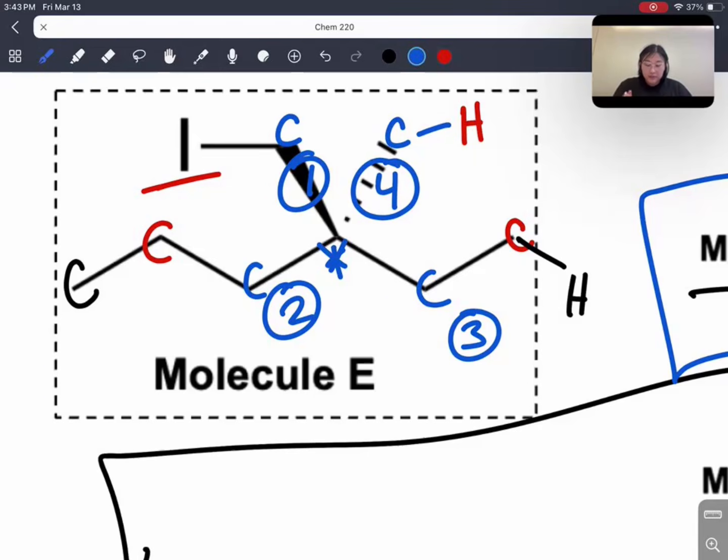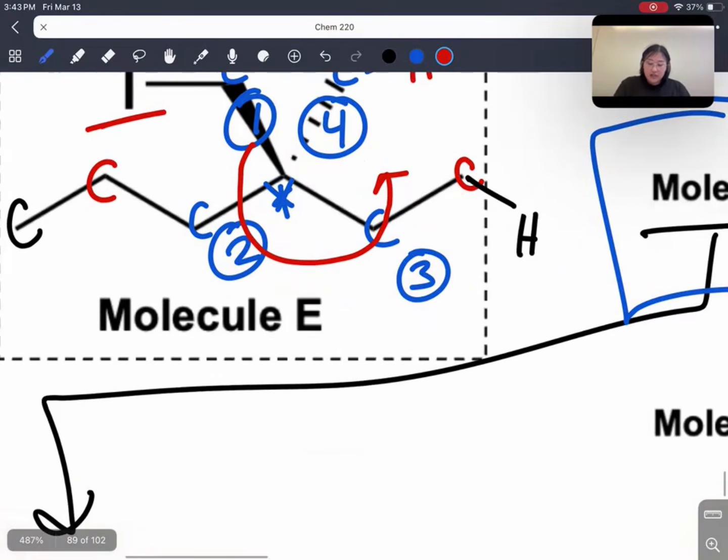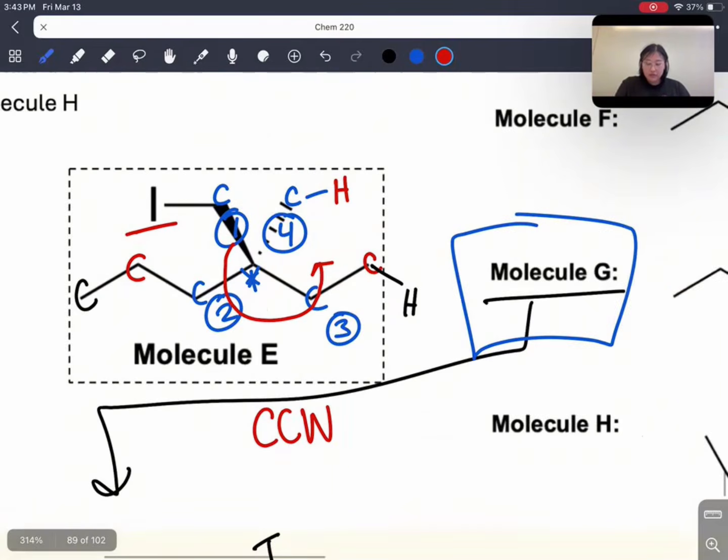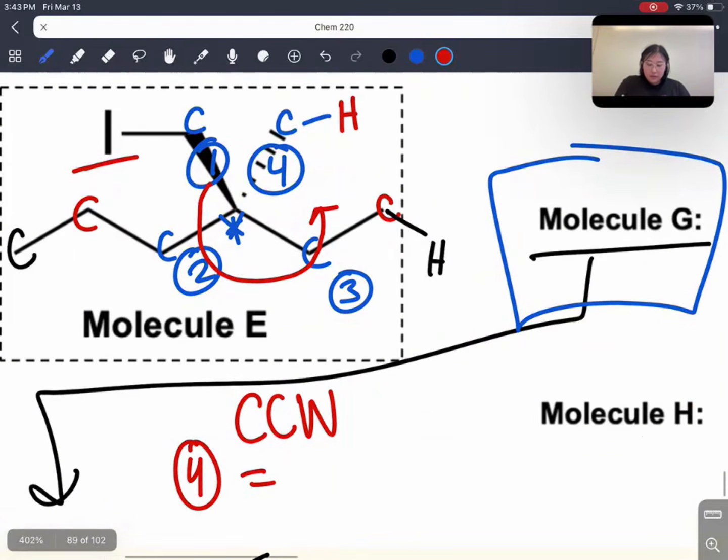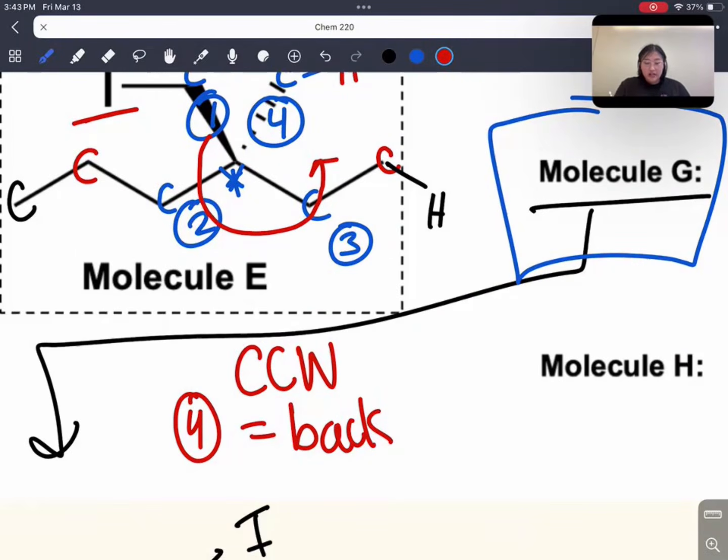The next thing you do is draw an arrow connecting 1, 2, 3 in that order, from highest priority to lowest priority. So in this case, I have 1, 2, 3 here, and I'm going to draw an arrow connecting them. Then you see which direction that arrow goes. This arrow goes to the left, which is counterclockwise. And my lowest priority group is in the back. So if you go counterclockwise and your lowest priority group is in the back, the chirality you would assign that center is S.